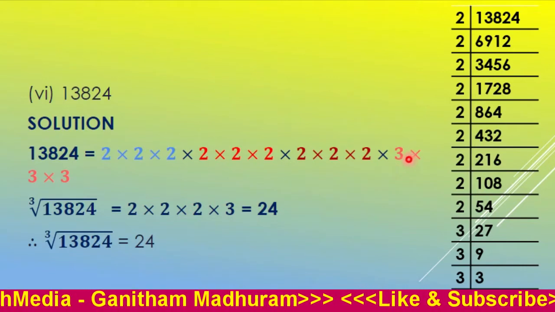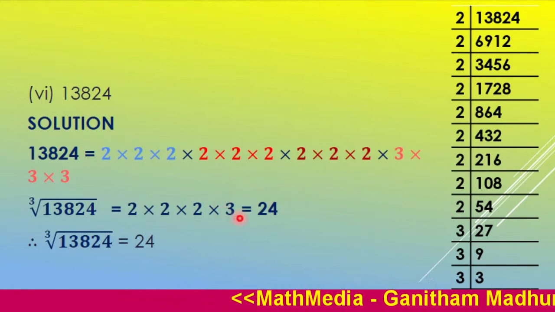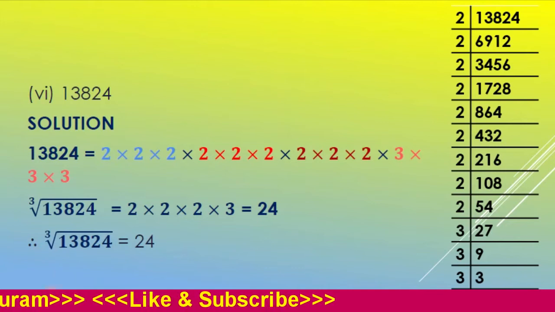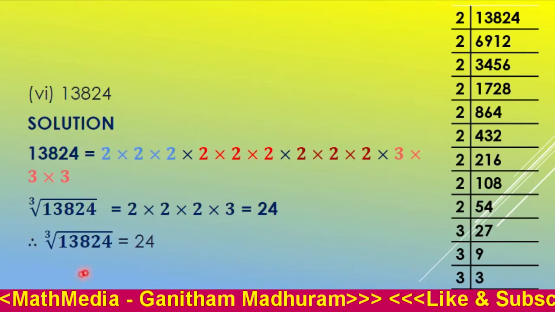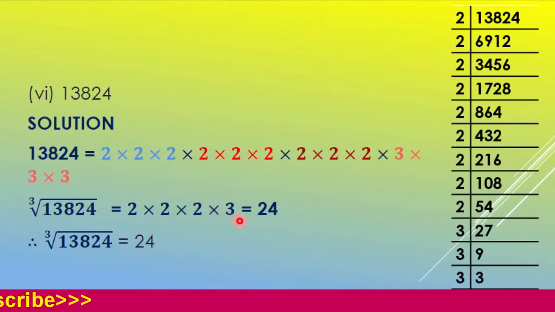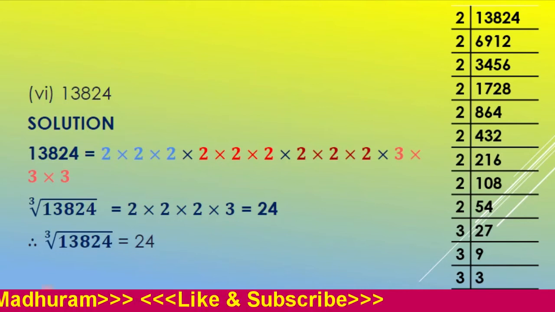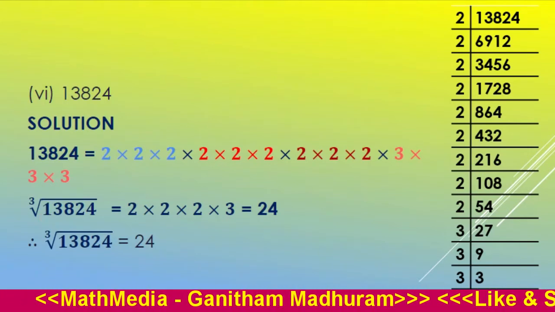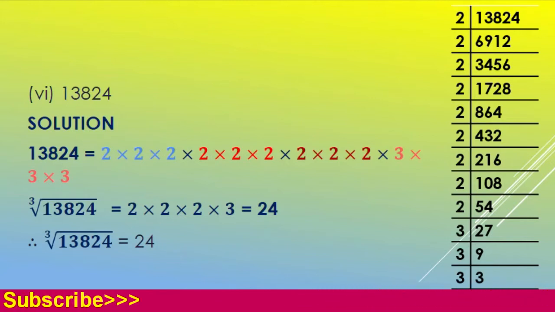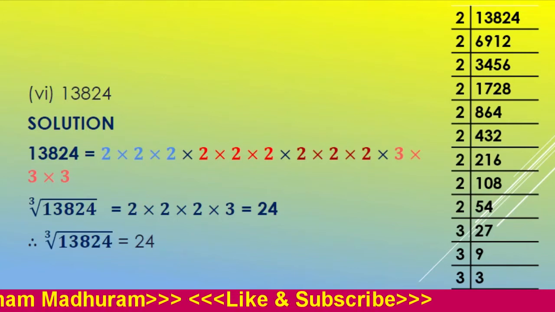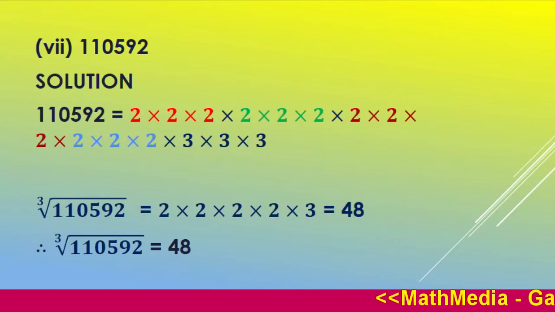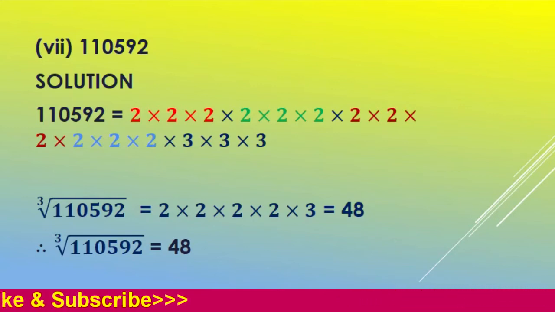And from the fourth group of 3, we are getting the number 3. So the cube root of 13,824 is the product of these numbers, that is 2 into 2 into 2 into 3 gives 8 into 3, that is 24. Hence the cube root of 13,824 is 24. Now I think you are able to do the remaining sums. Please do yourself and cross check.